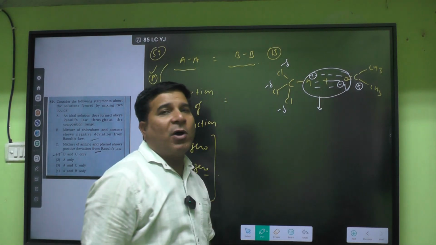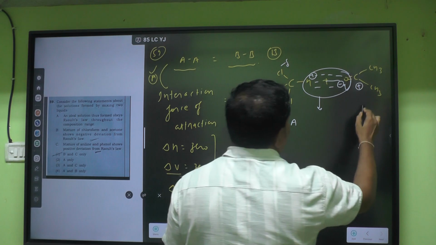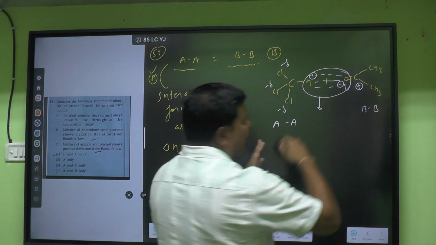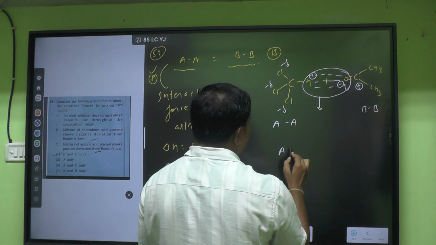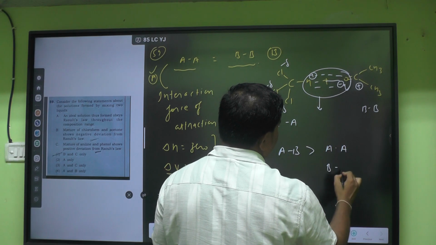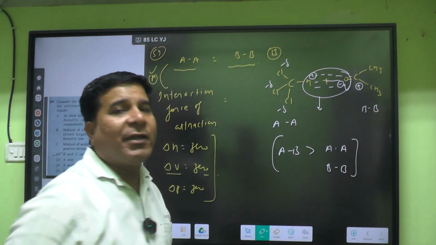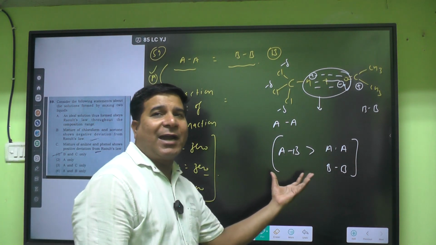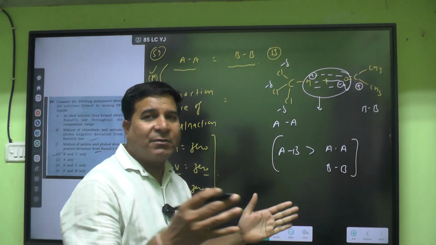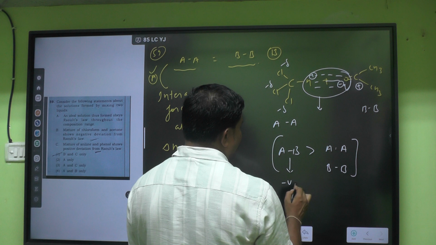The attraction between AB molecules increases. Suppose AA molecules are chloroform molecules and BB molecules are acetone. After formation, the AB interaction force is greater than that of AA molecules and BB molecules. That's why there is more attraction, molecules associate, and that means a negative deviation. Correct statement.